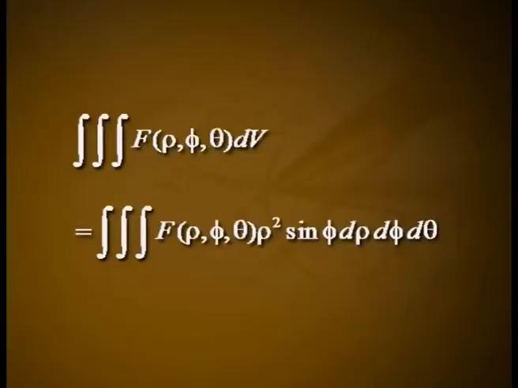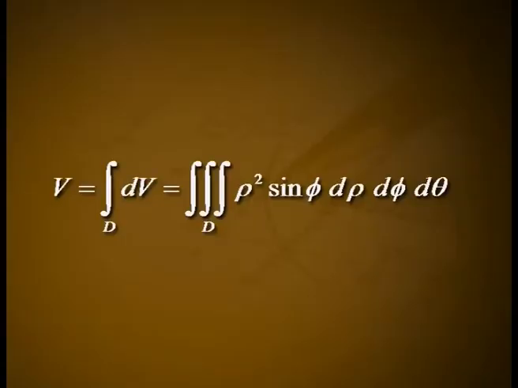and triple integrals take the form: triple integral of f of rho, phi, theta dV is equal to triple integral of f of rho, phi, theta times rho squared sin phi d rho d phi d theta. In particular, the volume of a region D in space is given by, with f of rho, phi, theta equal to 1, V equal to the integral over D of dV, that is equal to the triple integral over D of rho squared sin phi d rho d phi d theta.